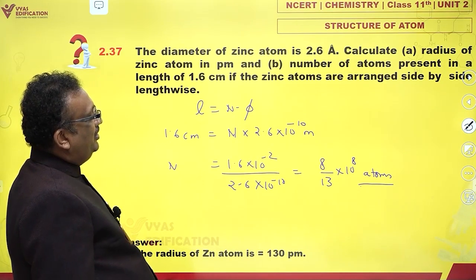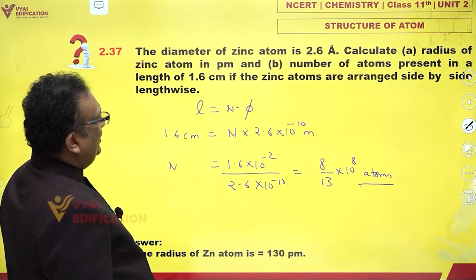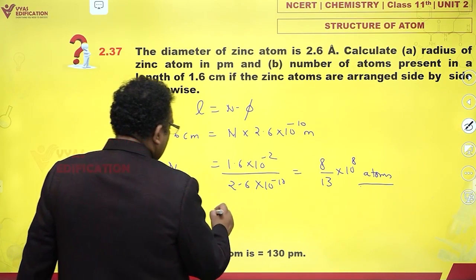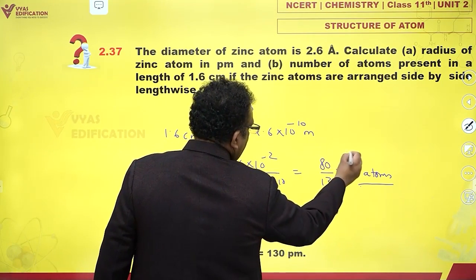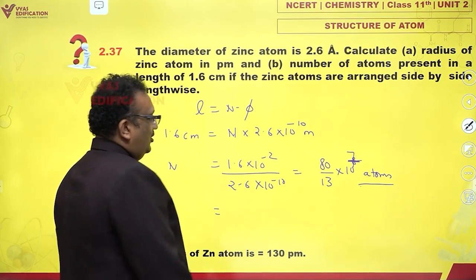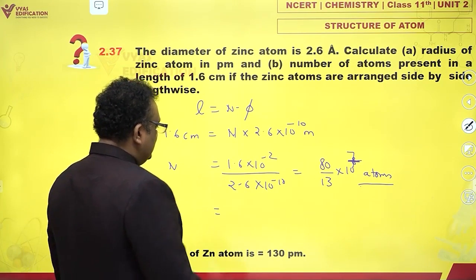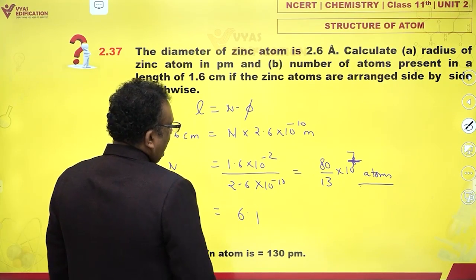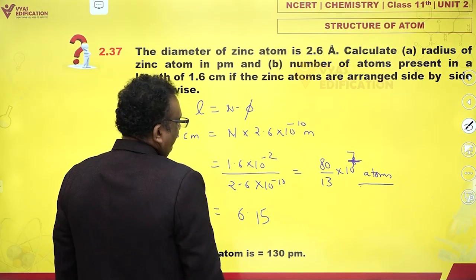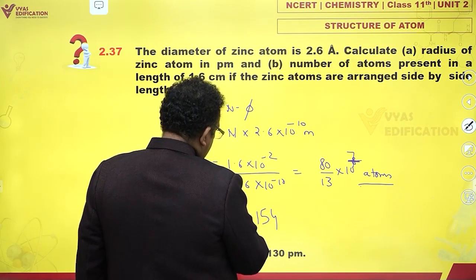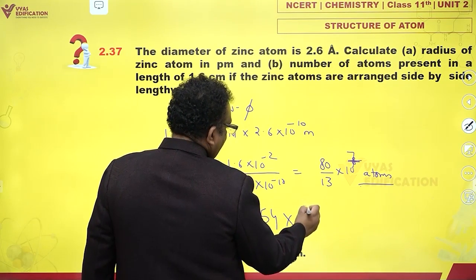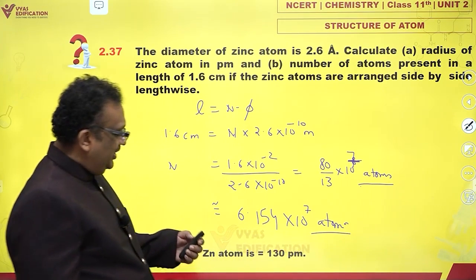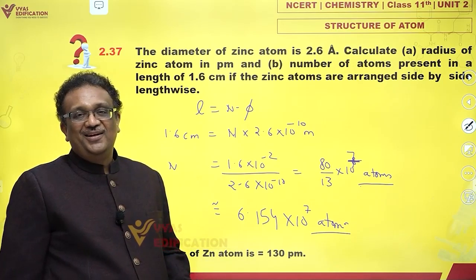Right? There we are. If somebody has issues with division, that's different. Otherwise, you can just divide and get this. This is 80 into 10 raised to 7 if you want it. Now 13 6s are 78, 80, 20, 13 was a 13. 70, 13 5s are 65, 50, 13, roughly this much into 10 raised to 7 atoms. 61.54 million atoms, and that would be the answer.